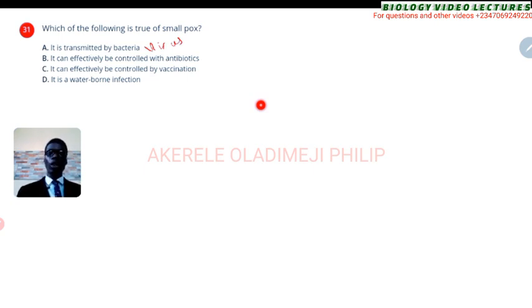It can be effectively controlled by vaccination. Yes, because you can give a vaccine for that. That's correct. It is waterborne. No, it's actually airborne. So the answer is B and C. This is also wrong. Don't forget that option B I mentioned, that antibiotics are only used for bacterial disease. For viral disease, what you can do is either get a vaccine before the disease comes, or when it happens, you just allow your immune system to respond to it.